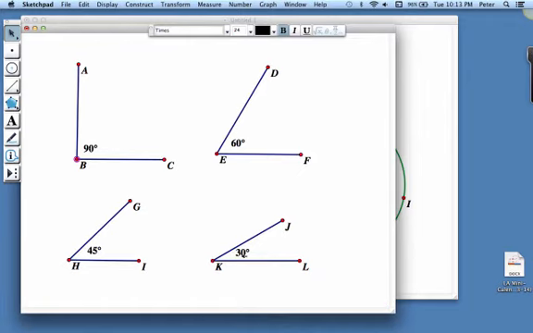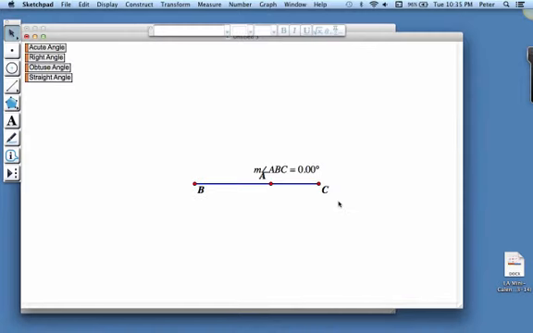And angle K is a 30-degree angle. It's half the size of angle E. These are really important angle measures in this class, and we'll deal with them frequently.